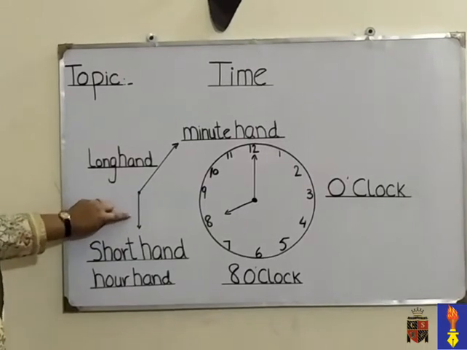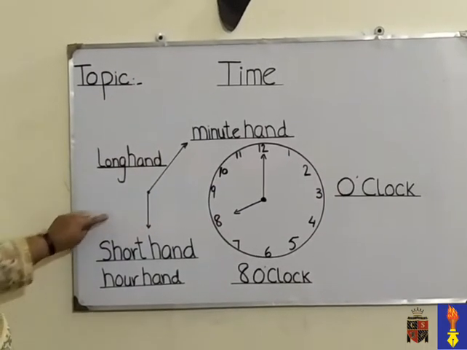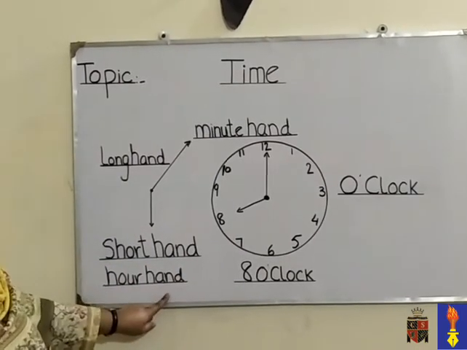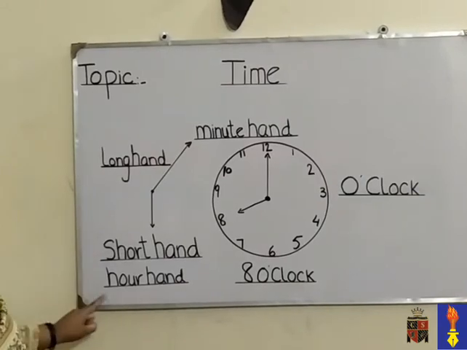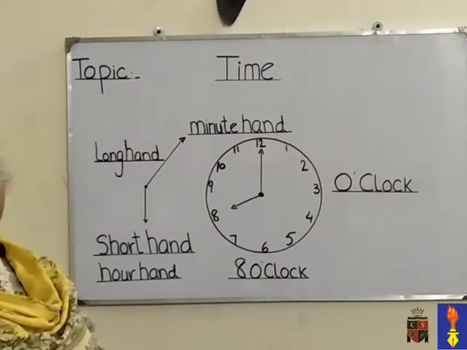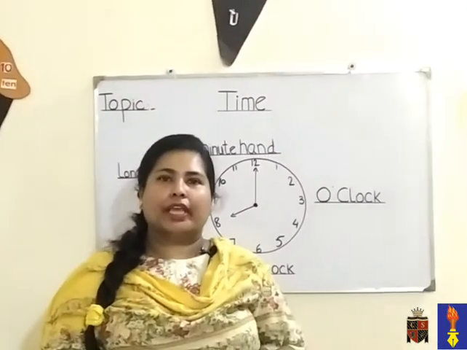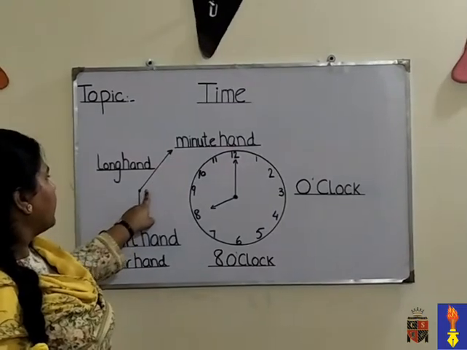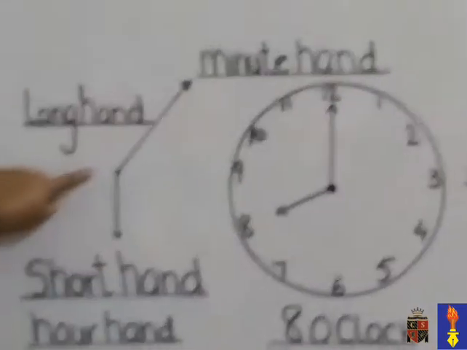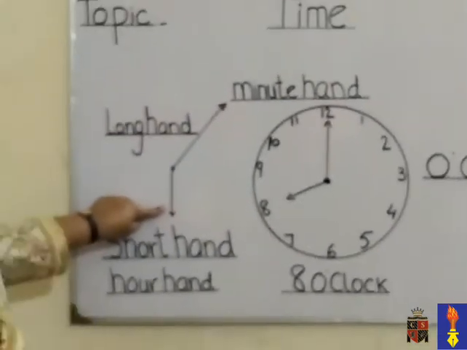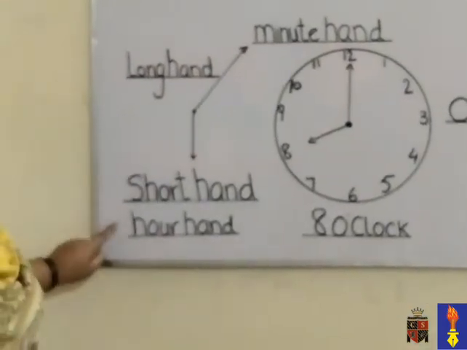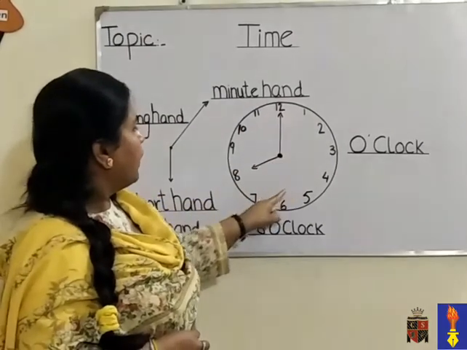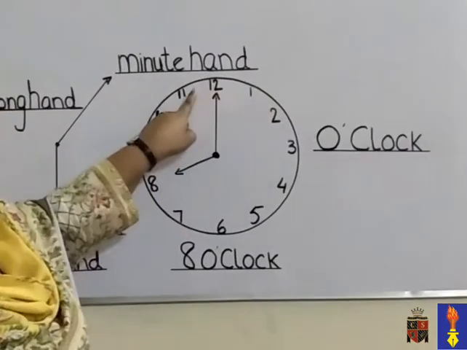And the second one is called a short hand. This is a short hand or hour hand. In the clock there are two hands. How many hands? Two hands. One hand is called the long hand or minute hand, and this one is the short hand, that is called the hour hand as well.